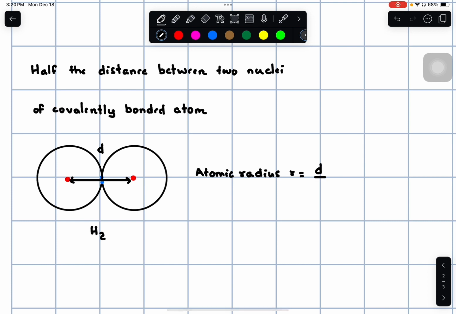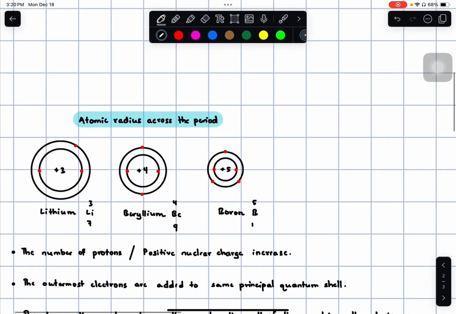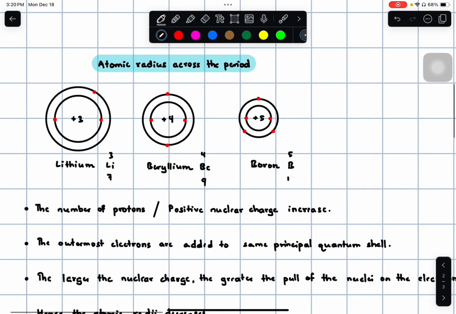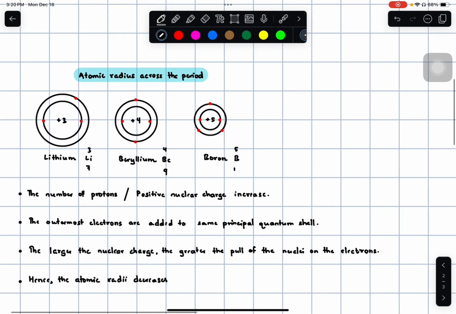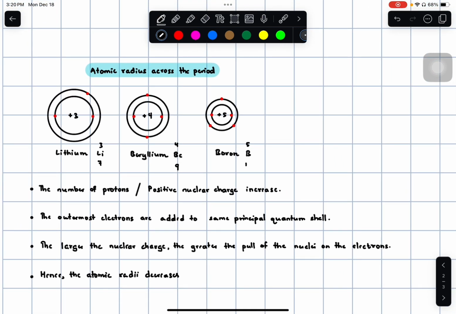Let's assume this distance to be d, and the atomic radius r would be d divided by 2. There is no need for you to know how to calculate this, but that being said, you need to learn about the trends of atomic radius. When you're going across the period, does it become bigger or does it become smaller? So the first thing is we're going to learn about atomic radius going across the period.